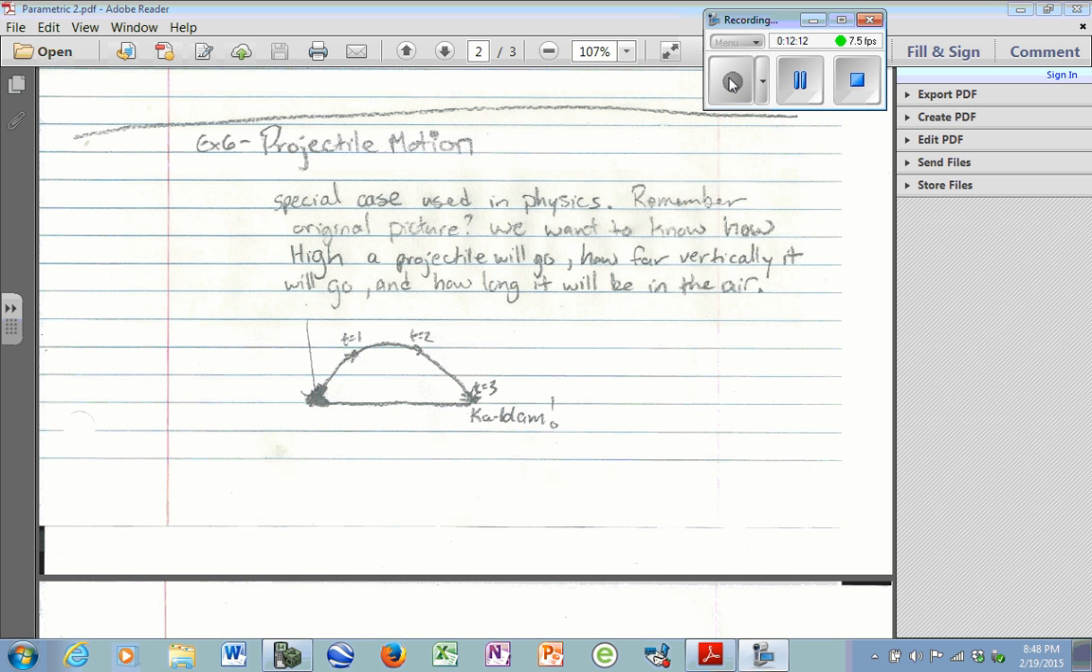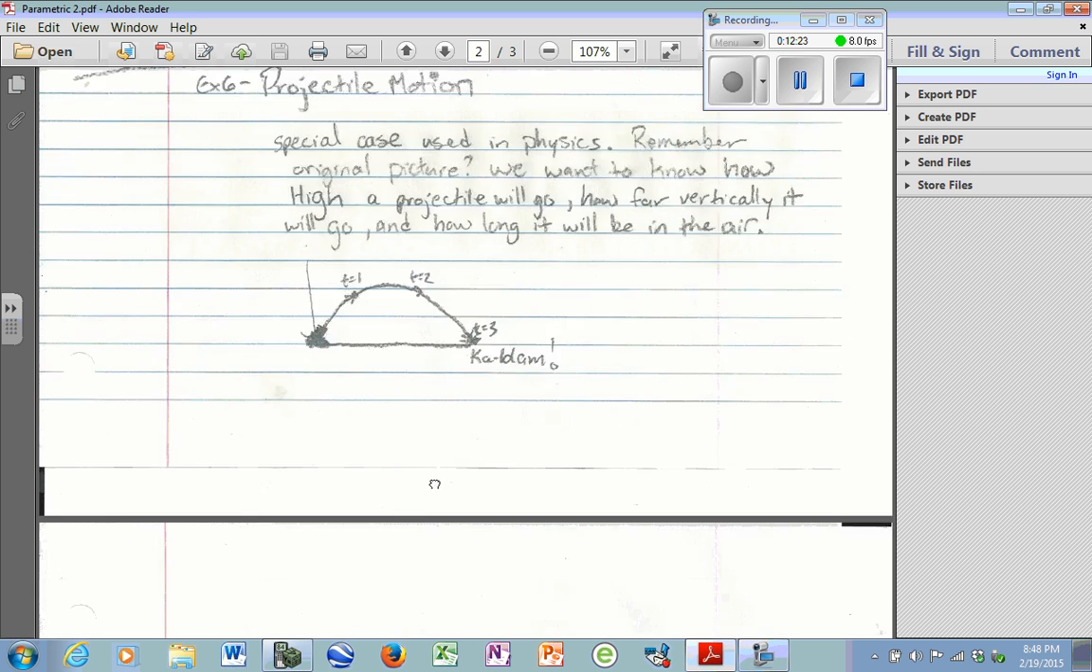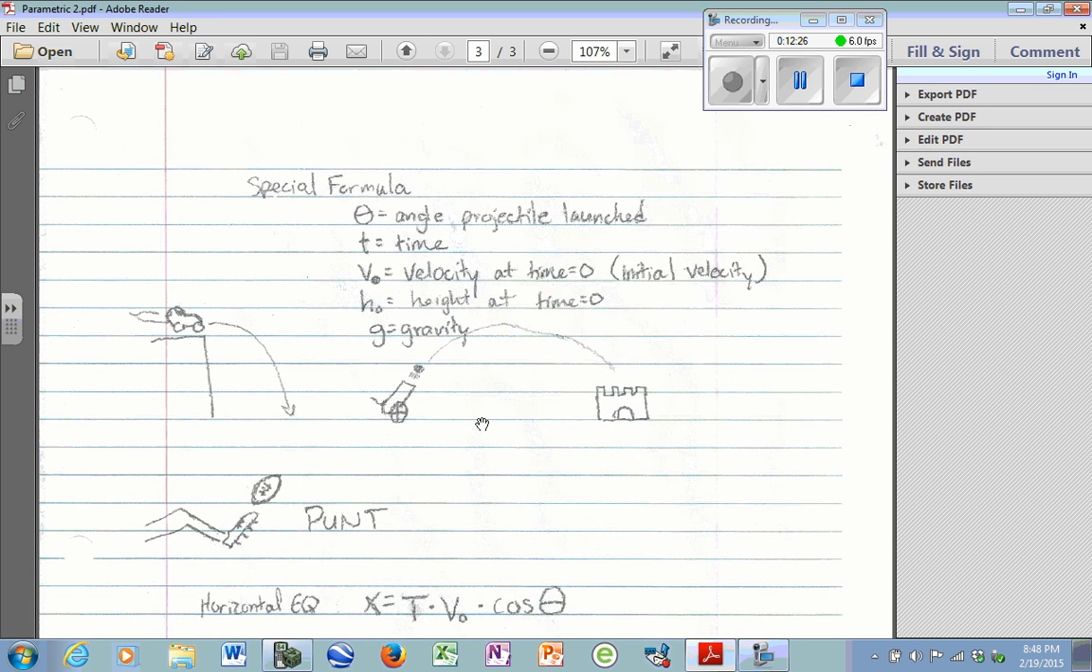Here I got a little cannon. We want to know if we fire it off at such and such an angle, where it's going to be at a particular time, or maybe how long it's going to take for it to explode on the ground. So the special formula is, and you may want to use that pause button, we're using angle theta for the angle that the projectile is launched at, t for time, v sub 0 is the velocity at time equals 0, or the initial velocity, h sub 0 as the height at time 0, and g for gravity. And this happens for problems like this. Somebody drives off the cliff.